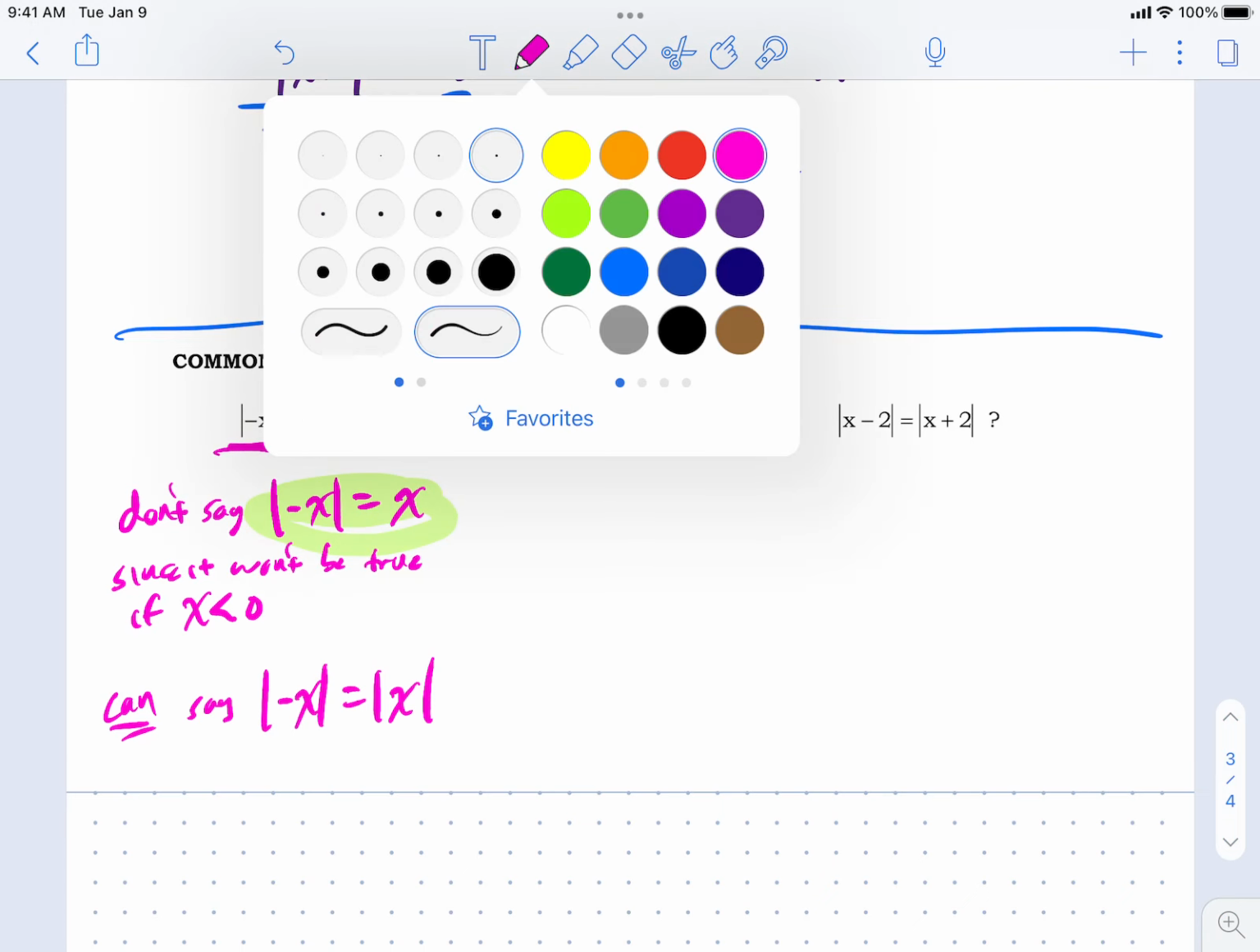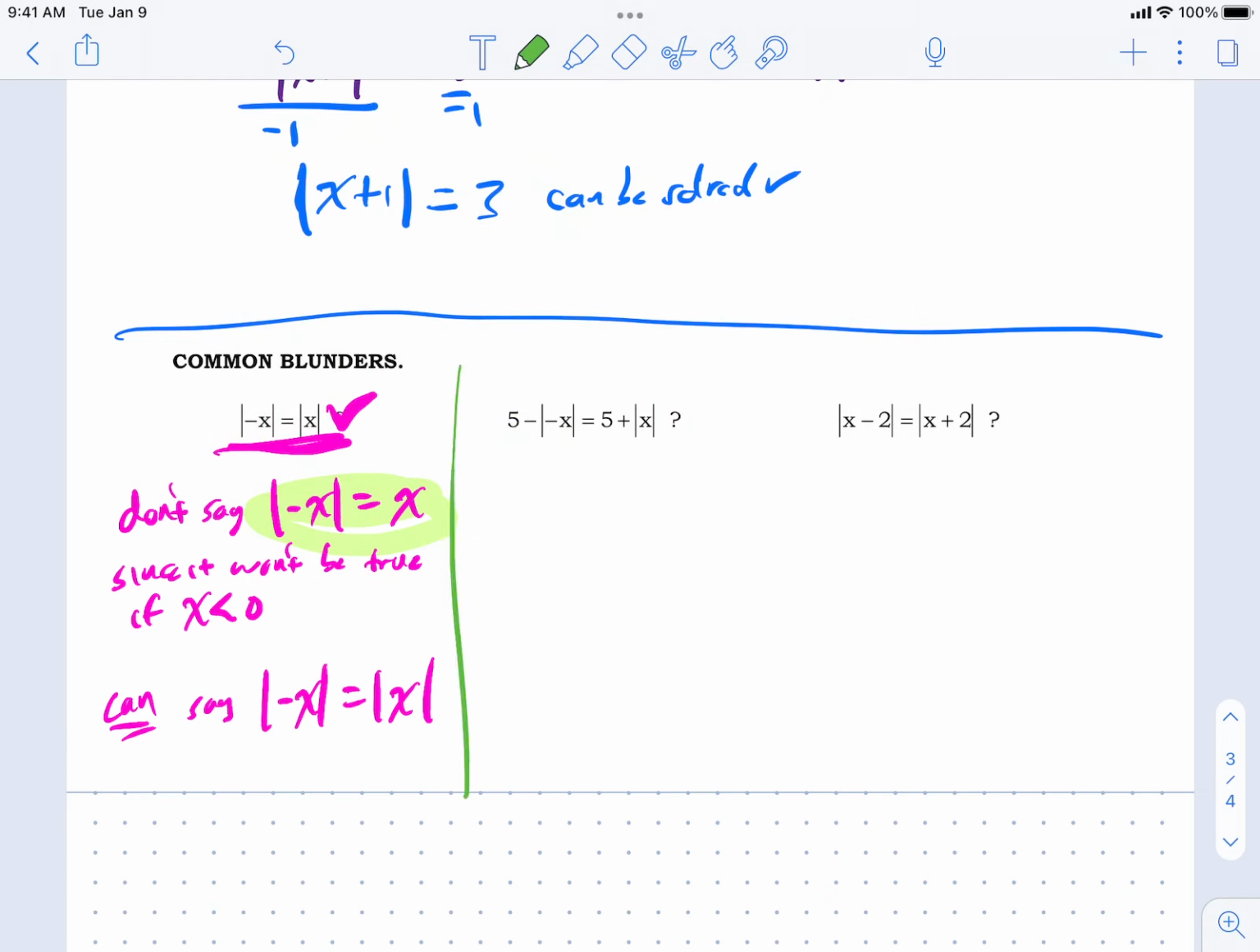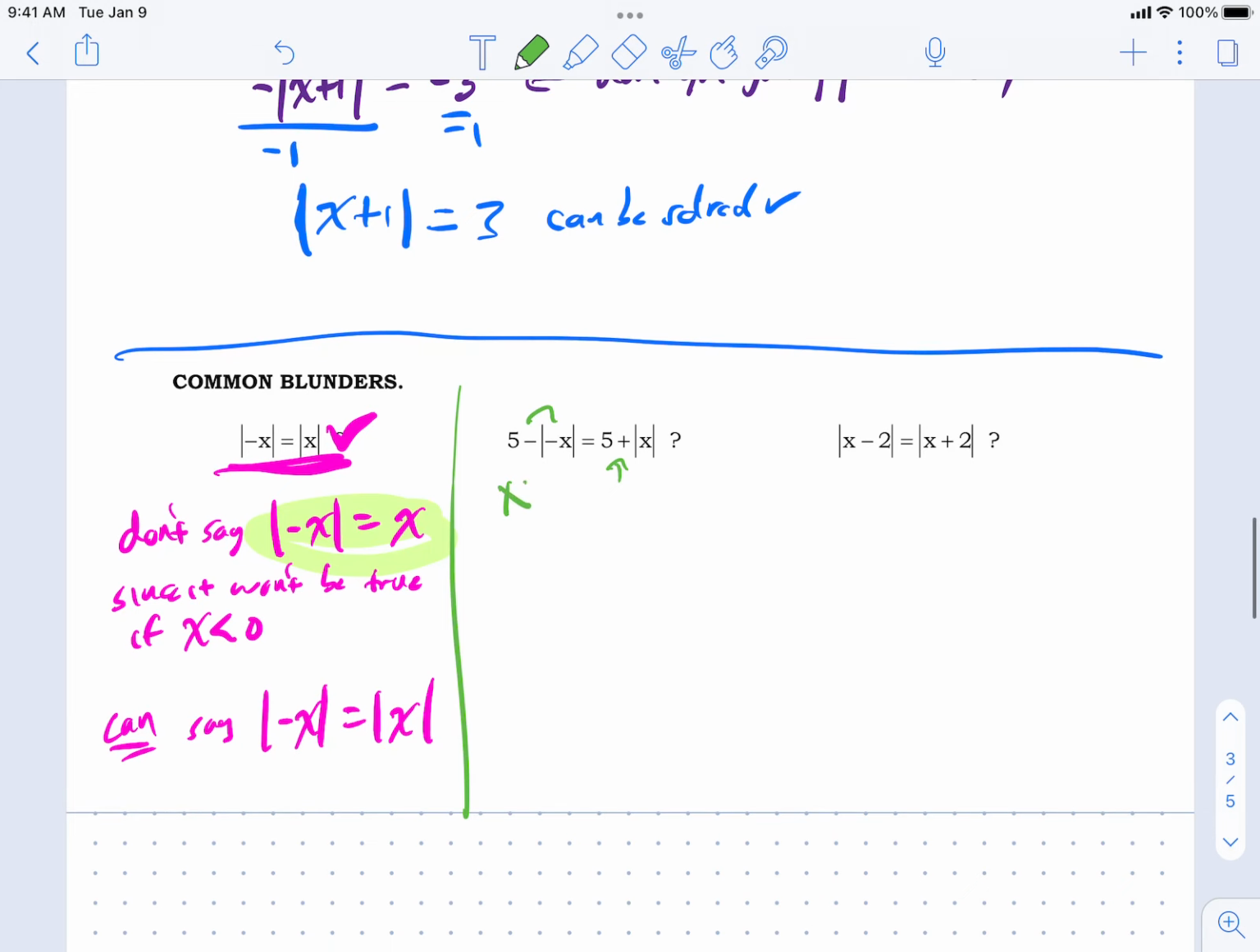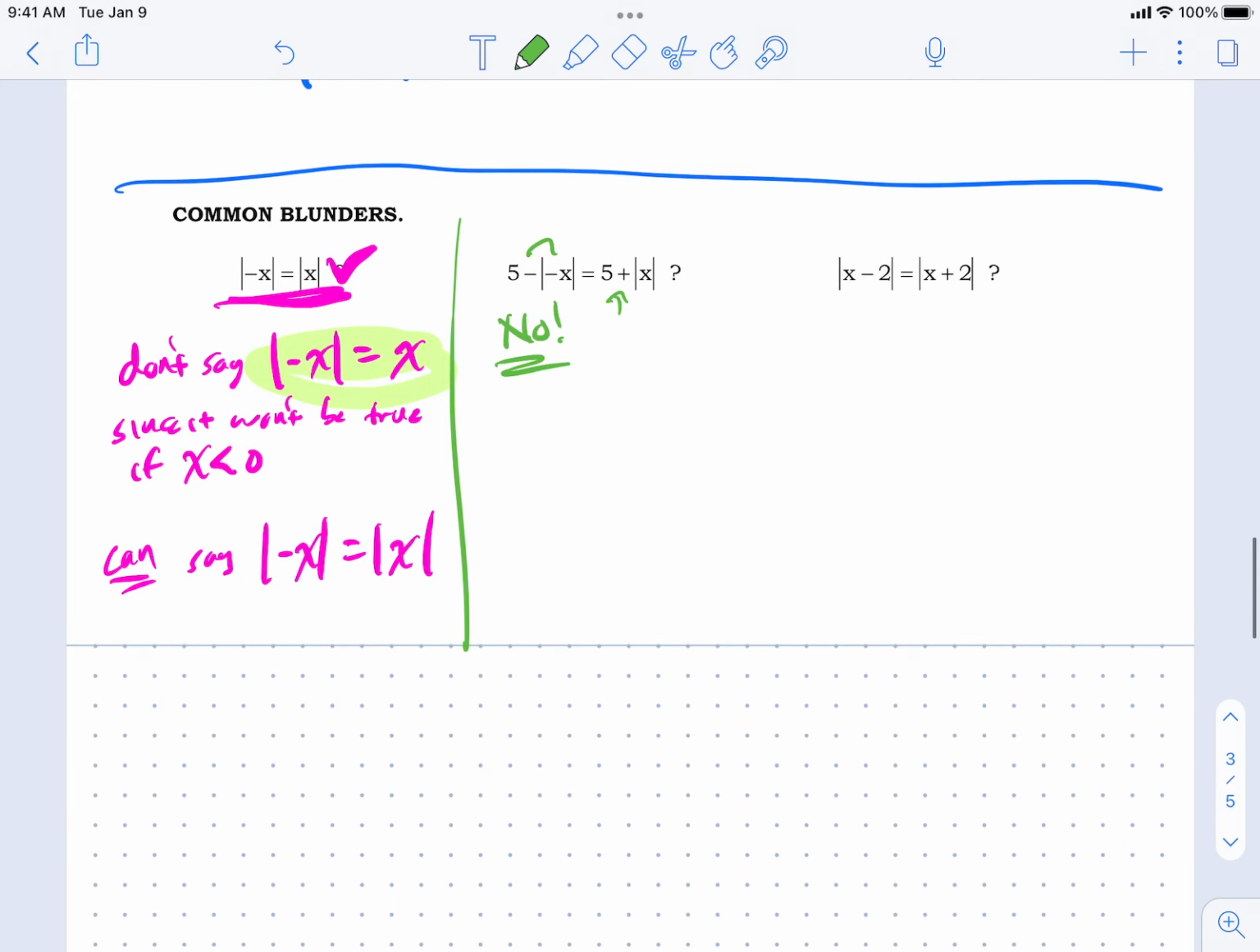What's going on in this other one over here? Well, I see this a lot. Somebody has this 5 minus the absolute value of negative x, and they say, well, I guess I'll just do the old negative times negative is positive, and so it's 5 plus. Okay, no. You really cannot do this. Do not distribute negatives. And the same thing would go for factoring out negatives. Do not distribute negatives into abs values. It does not work.